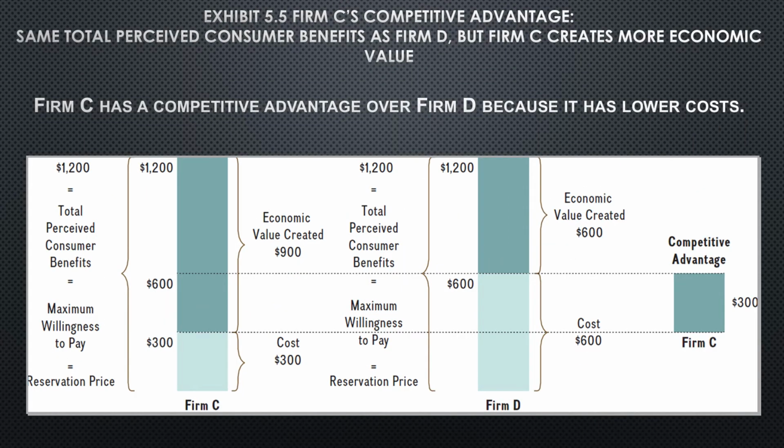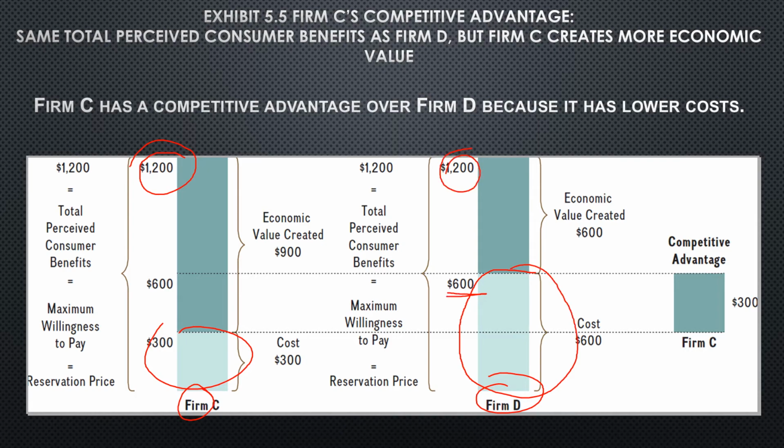Now we have another example, and this is where costs come into play. We have Firm C and Firm D. They're both producing essentially the same product, but they're doing it for different costs. Firm C's product costs them $300 to make, and they're able to sell it for $1,200. Firm D can make the product for $600, and they can also sell it for $1,200.